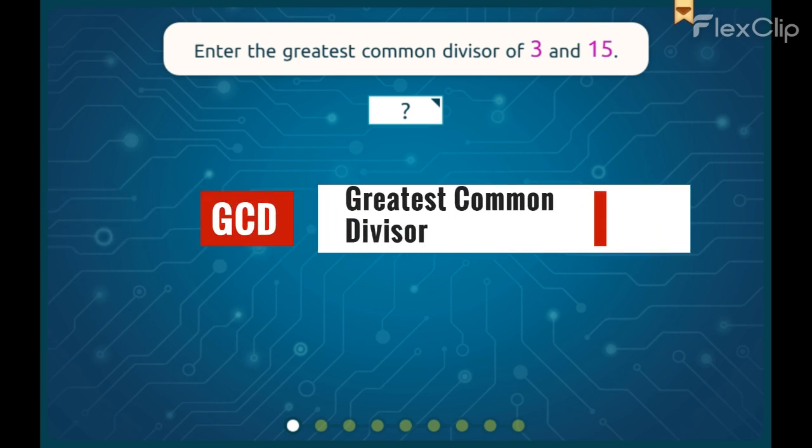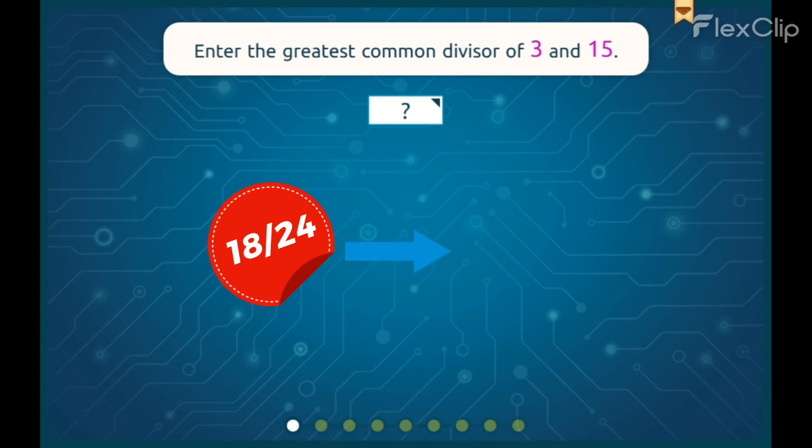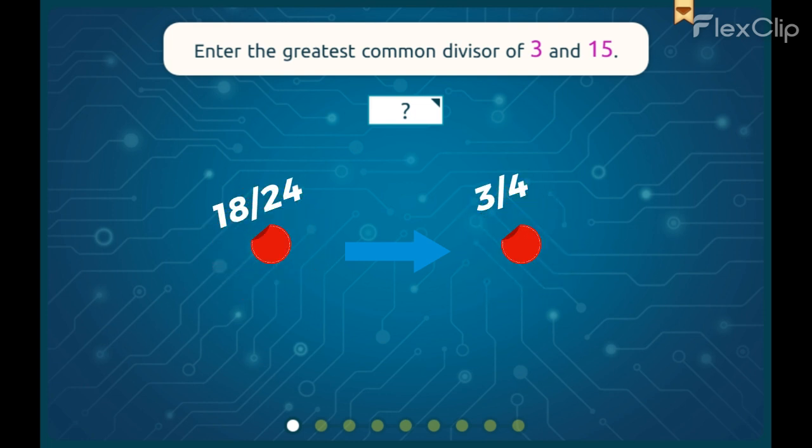Why is it so important? If you want to reduce a fraction to its simplest form, of course, you will be using the greatest common divisor or the greatest common factor. For example, if you are given the fraction 18/24, you are going to simplify the fraction by using the greatest common divisor, number 6. So the fraction 18/24 will be simplified to its simplest form, 3/4.